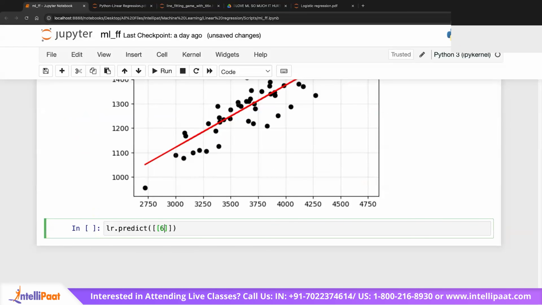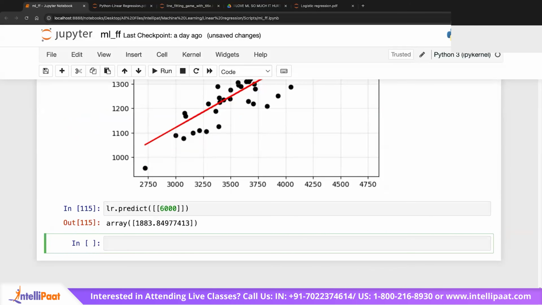6000. What answer did I get? If your head size is 6000 centimeter cube, what will be the weight of the brain? According to the linear regression model, it will be 1883 grams. If you want me to give 4123, what answer did it give? For 4123, it's 1004.